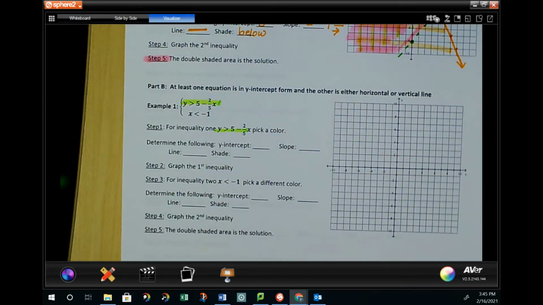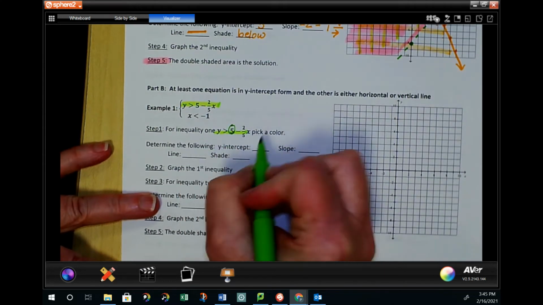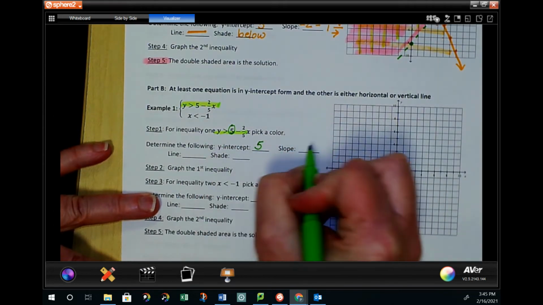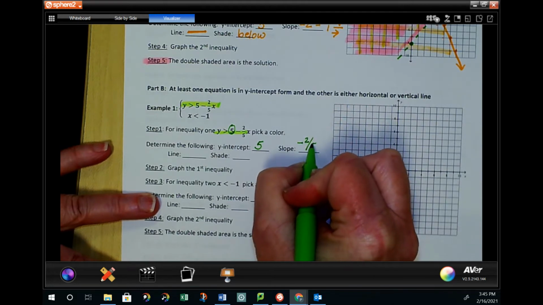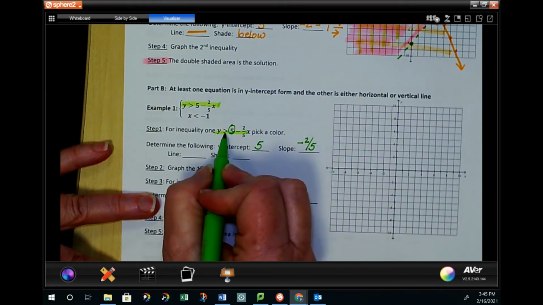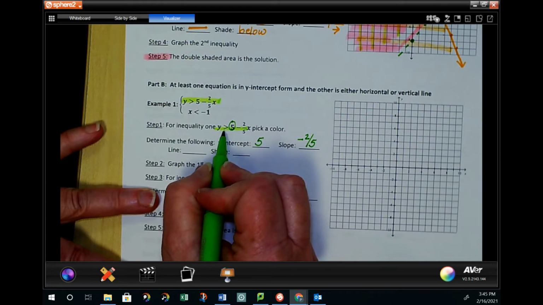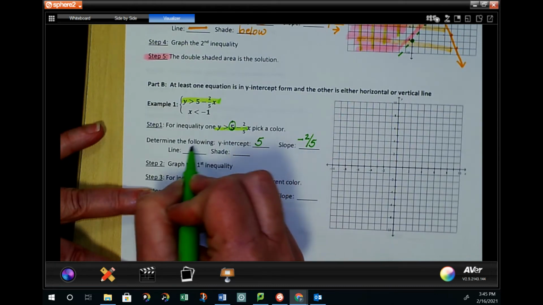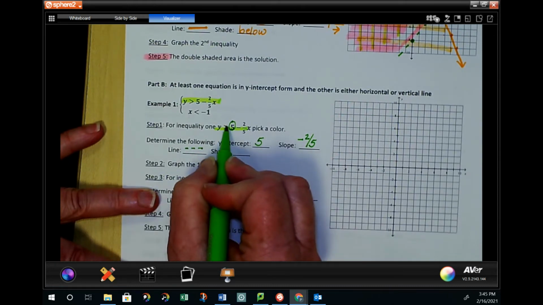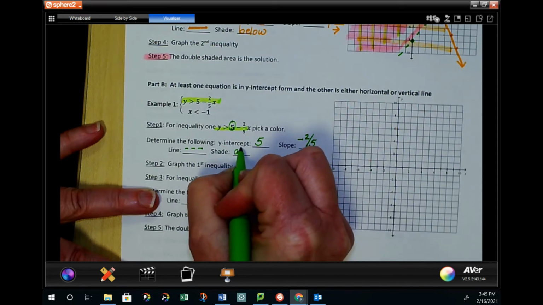So I have y is greater than 5 minus 2/5 x. So again, my y-intercept is the one without the x, so that's 5. My slope is negative 2/5. And then my inequality does not have a line underneath it, so it's going to be a dotted line, and it's greater than, so that one's above.